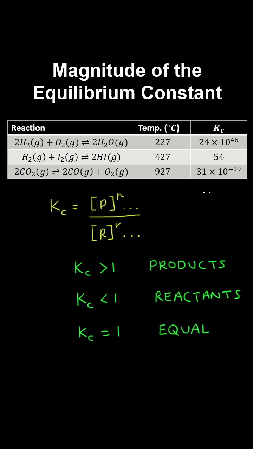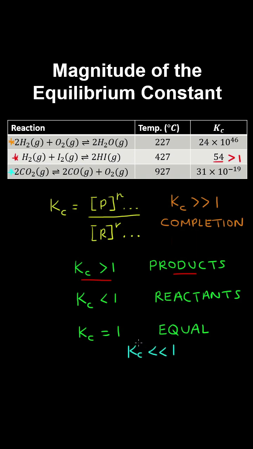Now some equilibrium reactions have very large equilibrium constants, which are much greater than 1. So for example, in this first reaction, the concentrations of the products will be much higher than those of the reactants, and therefore the reaction essentially proceeds to completion. And in this third example, the equilibrium constant is much less than 1, so the reaction barely proceeds. And note the dependence of the equilibrium constant on temperature.